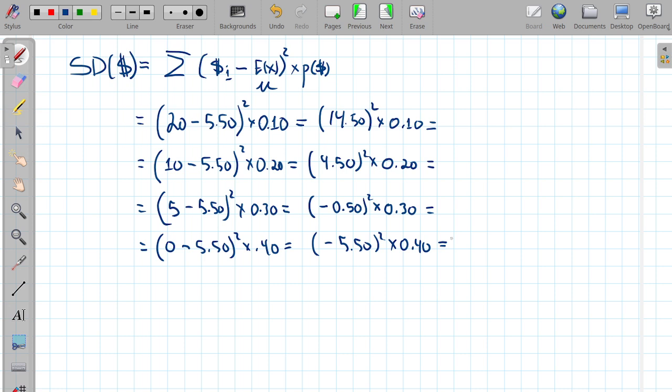So here we have 14.5 squared times 0.1. That's 21.025. Then we go to the next one, which is 4.5 squared times 0.2. We got 4.05. There we go. Then we have negative 50 cents.